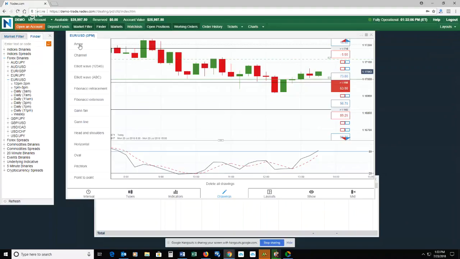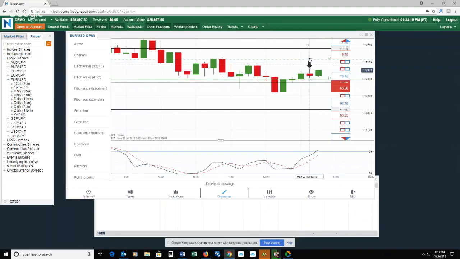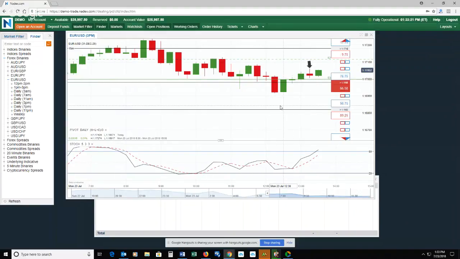So in this case, this is your high right here. And we want this bar to close beneath the low of the current bar. That would be a confirmed hidden divergence pattern. Now let's wait and see if it actually does it.